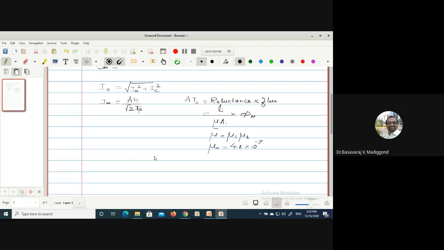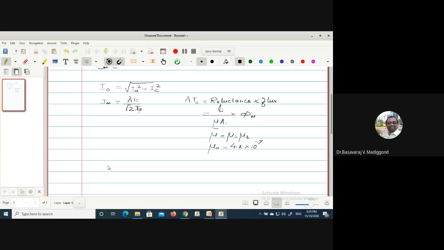So substitute all these values. Li, and he has given Li, right? So once you substitute, you will get the value of AT naught. Once you get the value of AT naught, you can easily find out what is Im. Okay. Now, how to calculate IC?